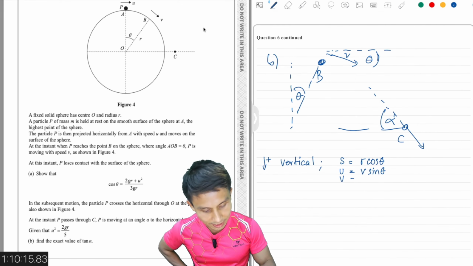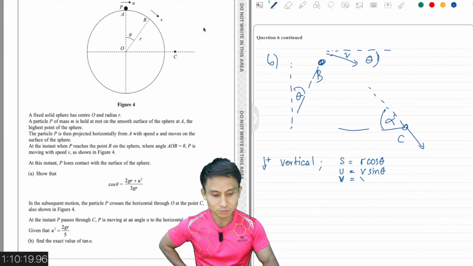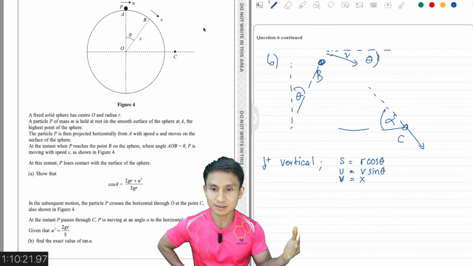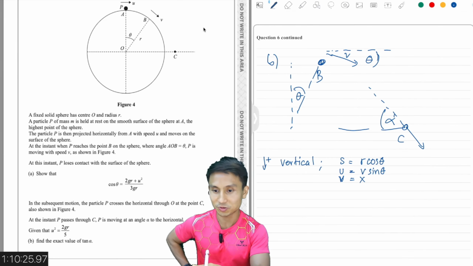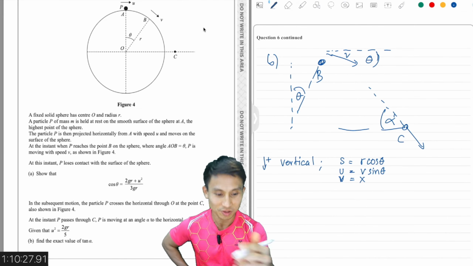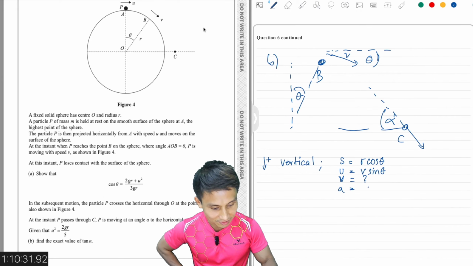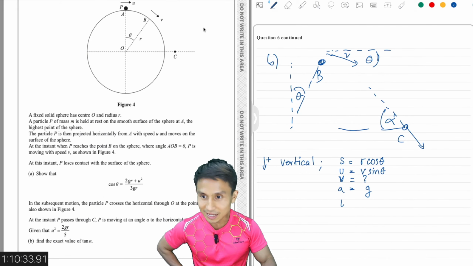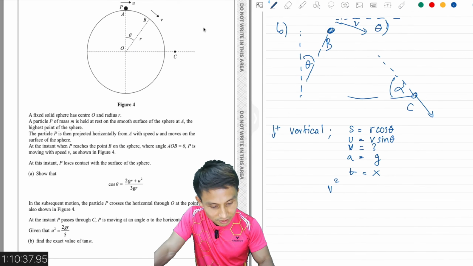And V, which is the final speed, not to be the same as the V there, is what we don't know. Well, we do care, because we want the angle at which it makes with the horizontal. And a is just g. This one we don't care about. So the equation would be V squared equals U squared plus 2aS.